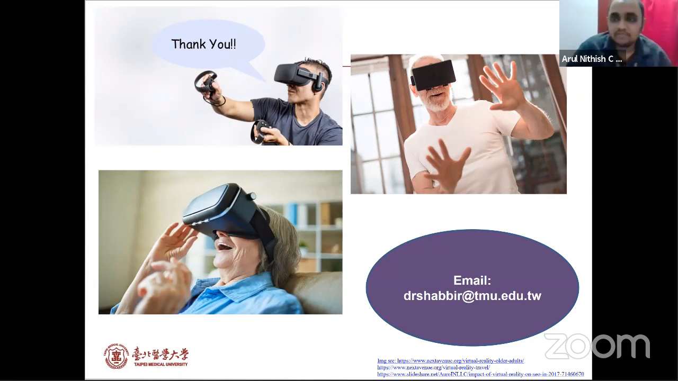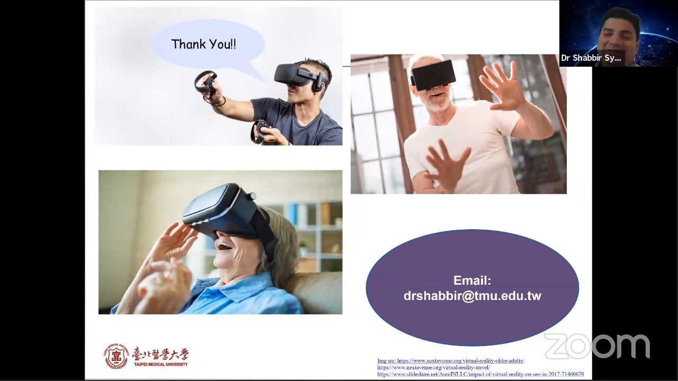And one more question from Dr. Maheshwari. Will the VR goggle affect the vision of elderly persons? Because most of the elderly persons may have vision problems. True. That's a very good question. Usually, as you see, elderly people have glasses.